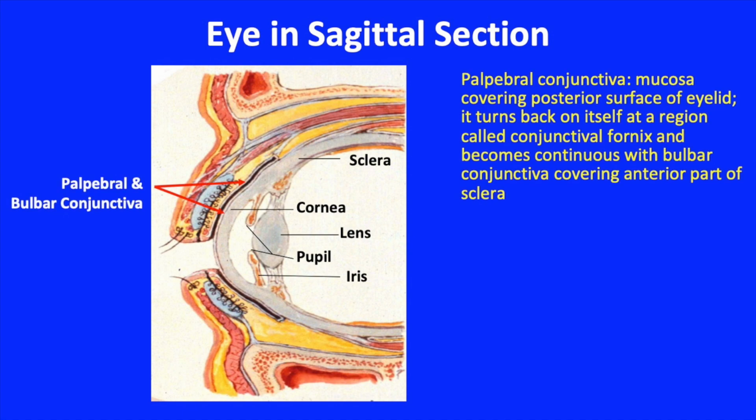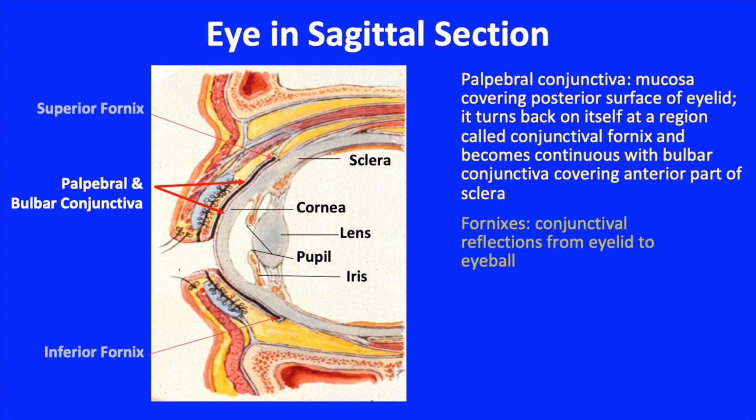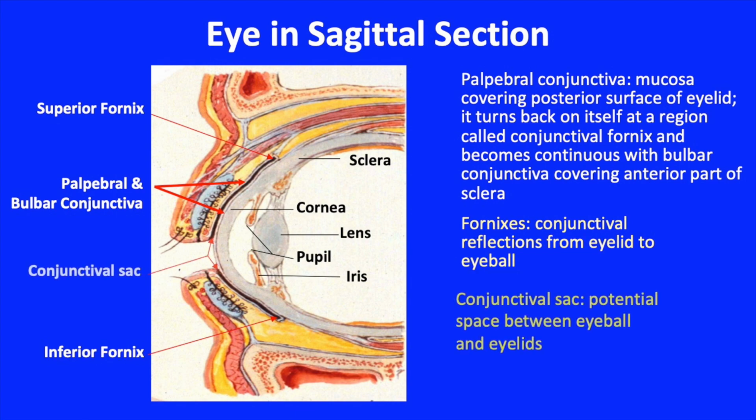If we now focus on the outside of the eyeball, we observe the palpebral conjunctiva, mucosa that covers the posterior surface of the eyelid. The conjunctiva turns back on itself at a region called the conjunctival fornix and becomes continuous with the bulbar conjunctiva covering the anterior part of the sclera. Fornix simply means archway in Latin. Finally, the potential space between the eyeball and the eyelids is given the name of the conjunctival sac.